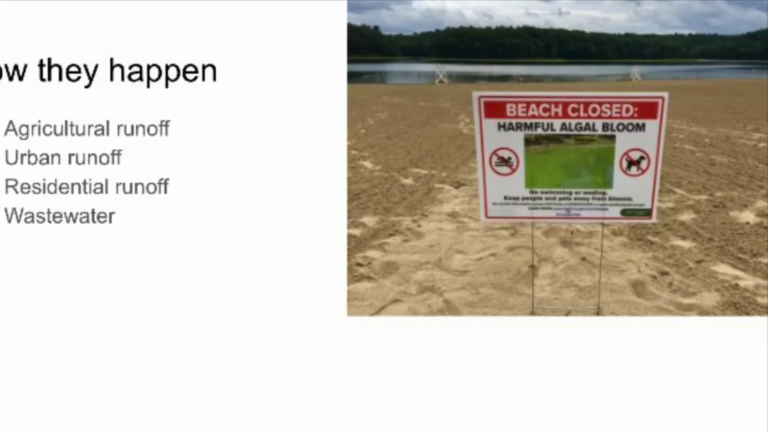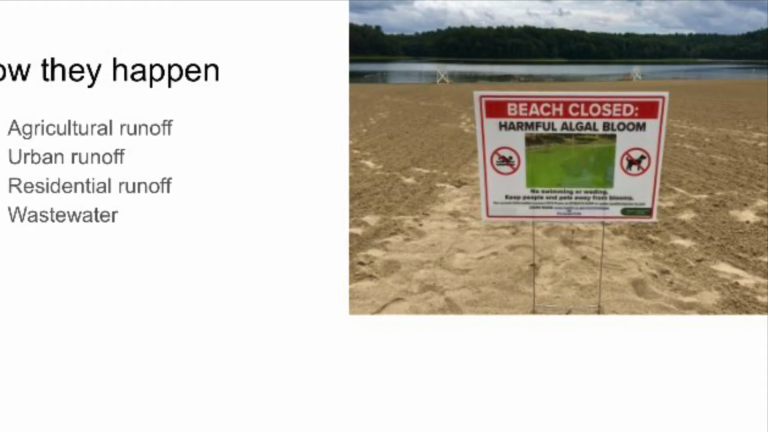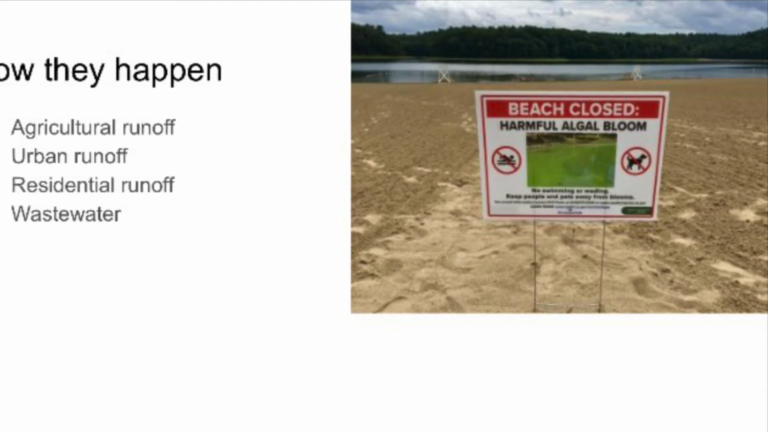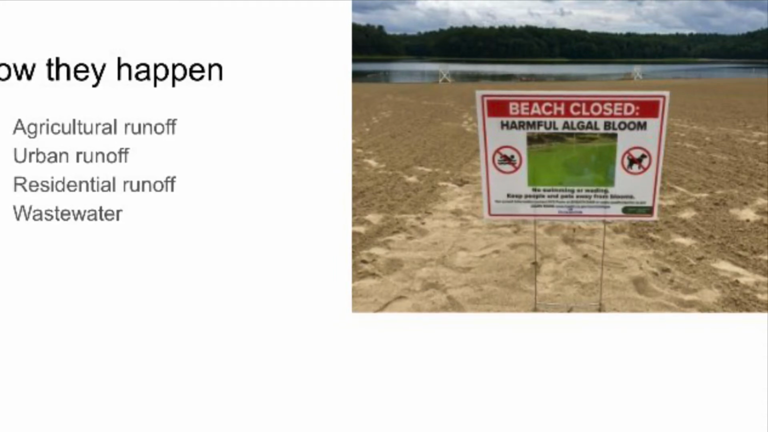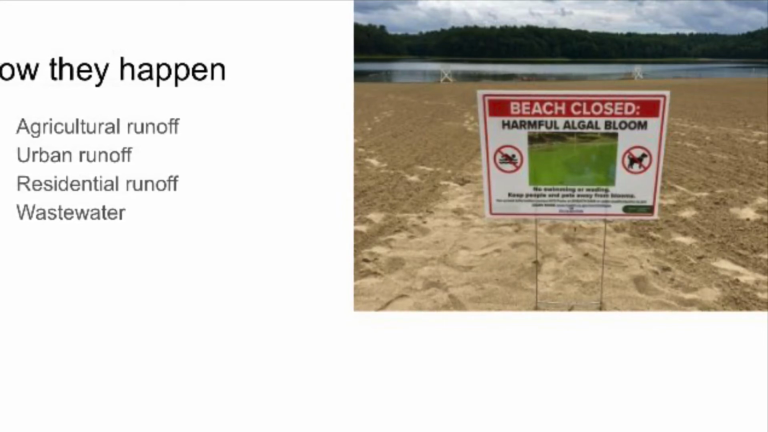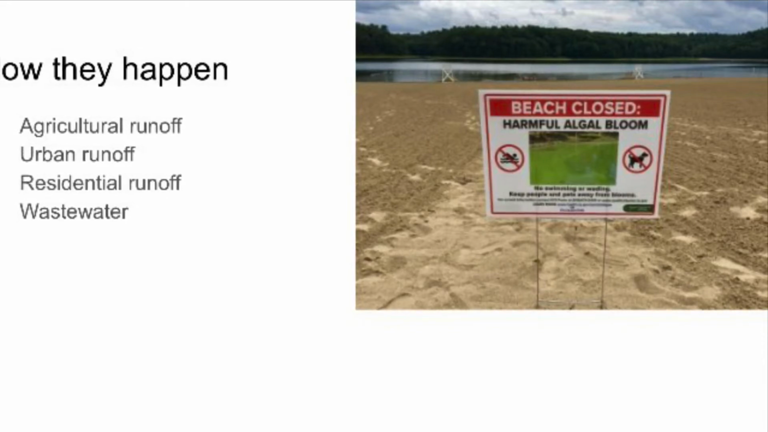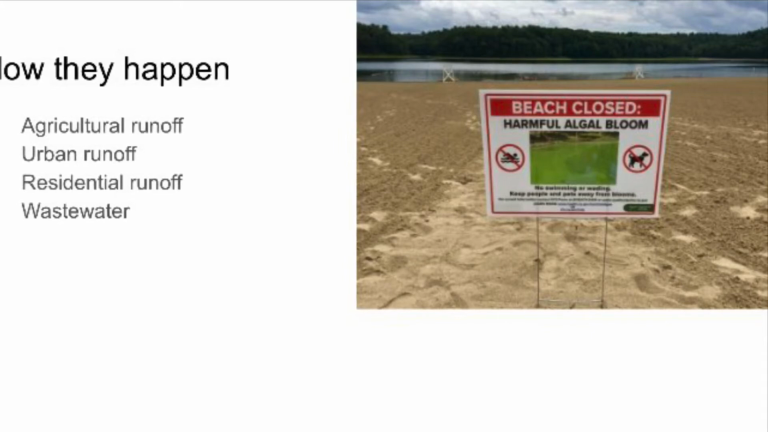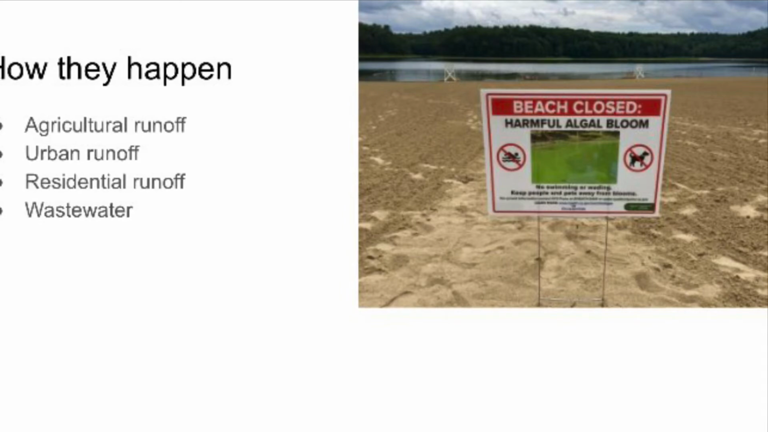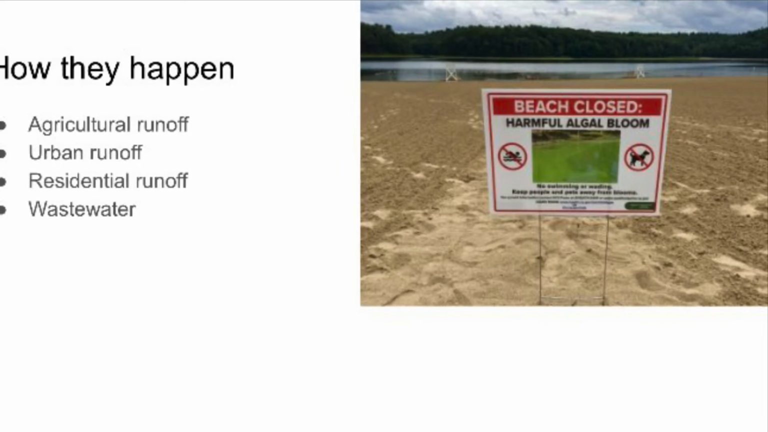And these algal blooms happen when things like agriculture runoff, urban runoff, residential runoff, and wastewater get washed into bodies of water, and they bring in these excess nutrients like phosphate, phosphorus, nitrogen, and nitrate. And with these excess nutrients and warm temperatures and shallow waters, it can lead to these algal blooms.